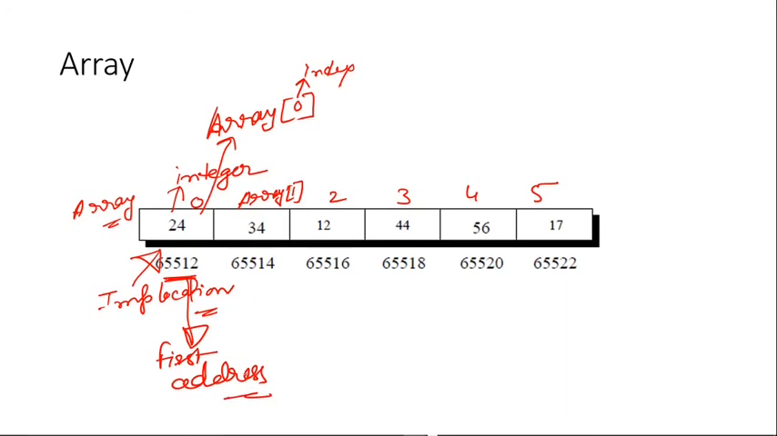First address is very important. Considering that every integer is 2 bytes, each integer takes 2 bytes. So here it is 65512. If you add 2 bytes, it becomes 65514. Add 2 bytes, it becomes 65516. Add 2 bytes, 65518. 2 bytes, 20, 2 bytes, 22.